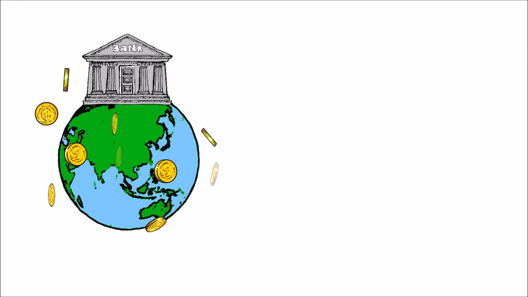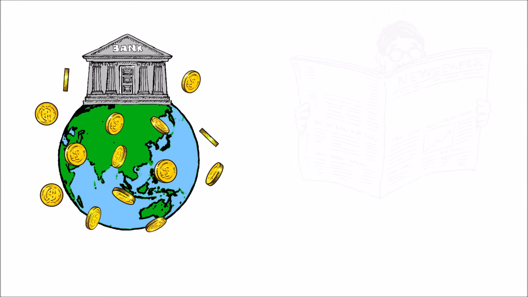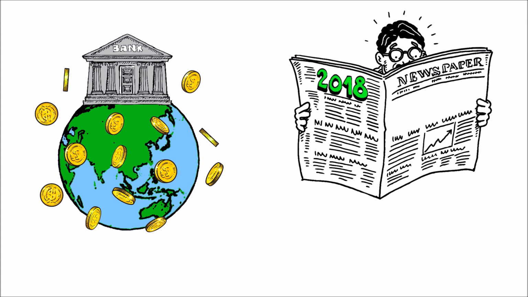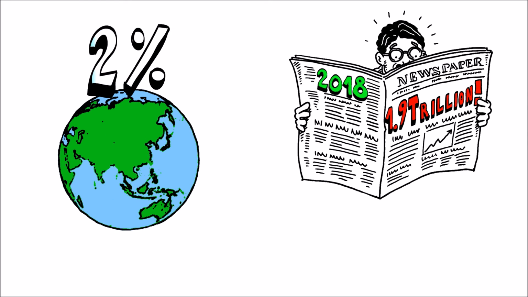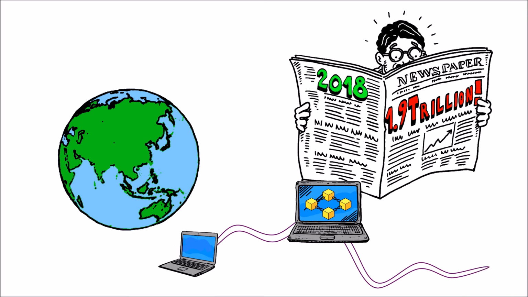But this becomes expensive when there are millions of transactions around the world every minute. In 2018, economists estimated that banks charged more than $1.9 trillion to process payments. That is about 2% of the world's economy. With blockchain, we can save a lot of this cost because it lets us send money like sending an email.